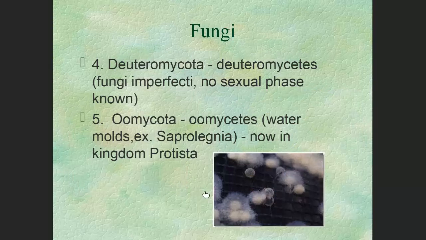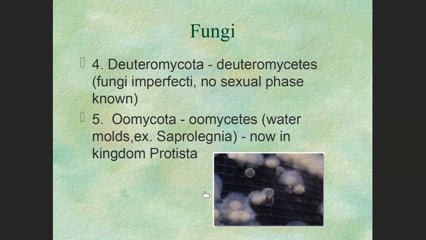If you cannot find the sexual phase for a fungus, then you put it into Deuteromycota, also known as the fungi imperfecti, because there's an asexual phase. But like I said, usually at some point, scientists eventually discover the sexual phase and they can put it into the proper phylum. But if it's all asexual and they just cannot find a sexual phase, they put it into Deuteromycota.